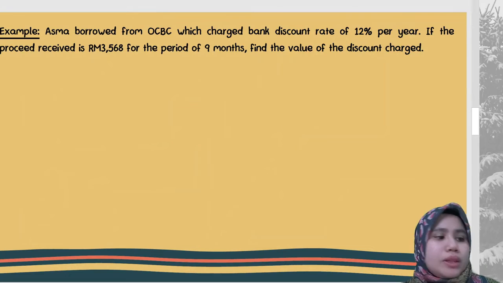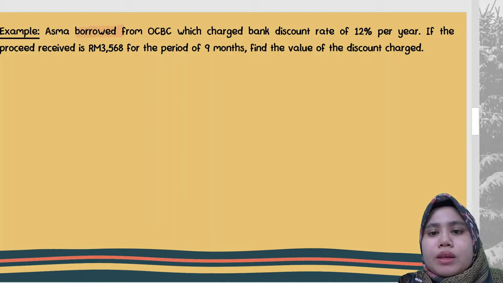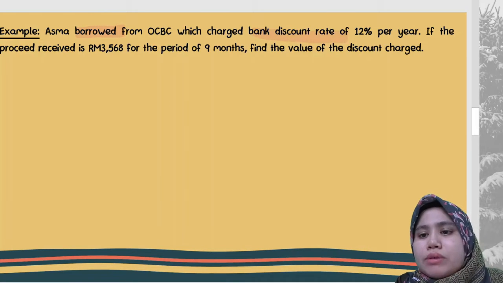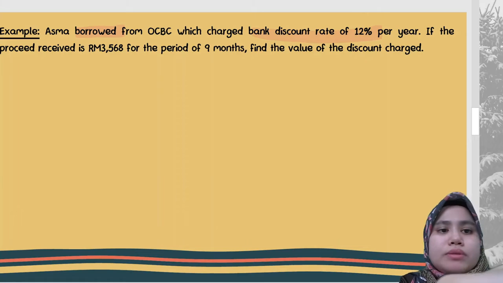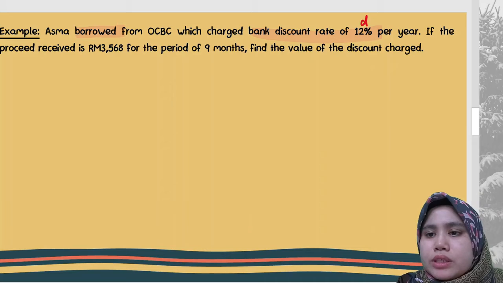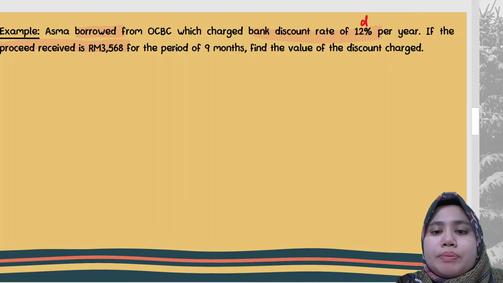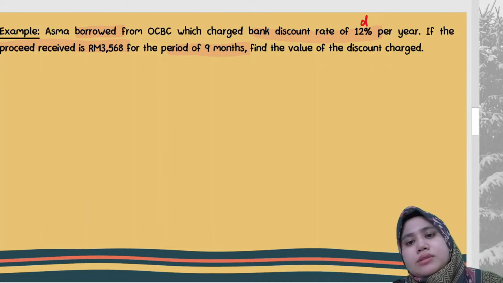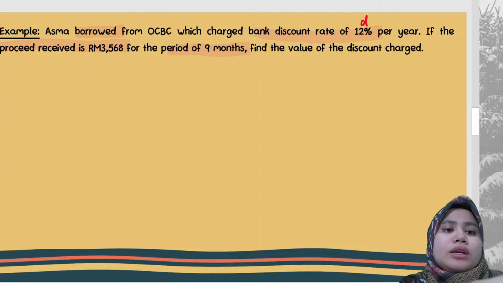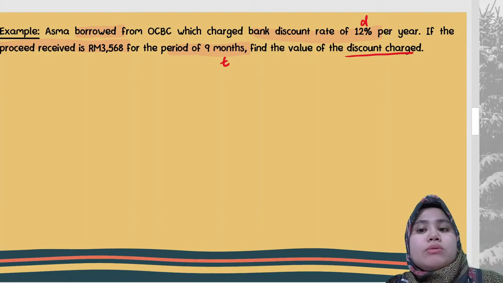So let's proceed with our next example. We have Asma who borrowed, and we charge a bank discount rate, so this is your d. The proceed received is given for a period of 9 months. Months we must change in terms of years. Find the value of the discount charge.